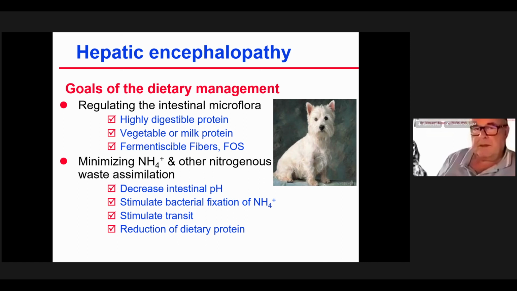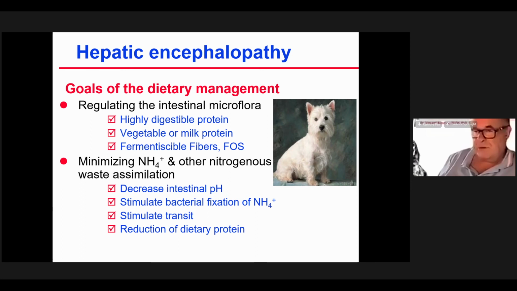The second thing that really works in those patients is to minimize the production of ammonia and other nitrogenous compound assimilation. How do we do that? By decreasing the intestinal pH. That's what I told you with the fermentable fiber. When it's fermented, it produces short-chain fatty acids. It will decrease the pH. We want to stimulate the bacterial fixation of ammonia. If you have a carbon chain, if you have ammonia, the bacteria can make amino acids and can make protein. That means that that ammonia will never be absorbed. It will go in the feces.